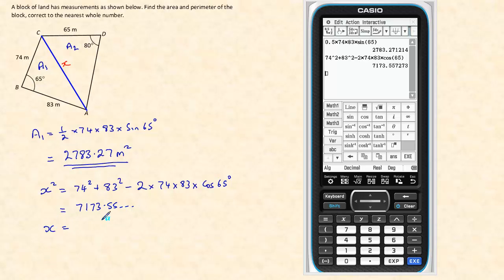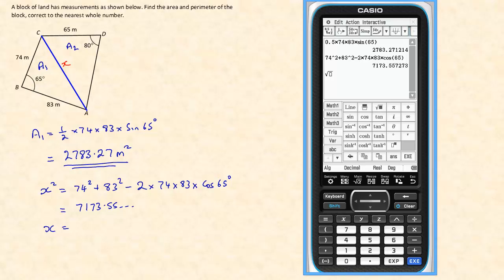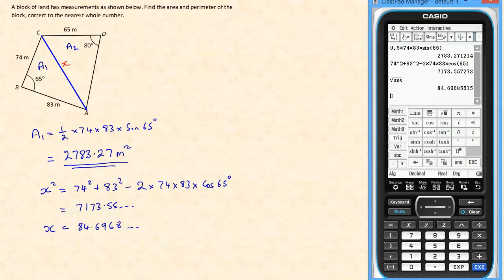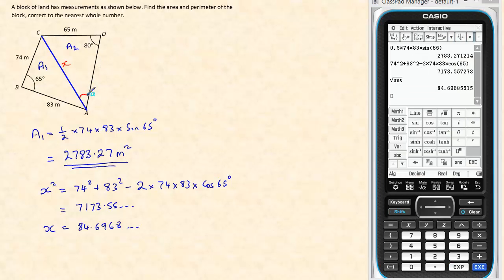And x would be the square root of that. Square root of my last answer, which would be 84.6968 and so on. So now that we know that, it's possible to work out this angle down here using the sine rule.